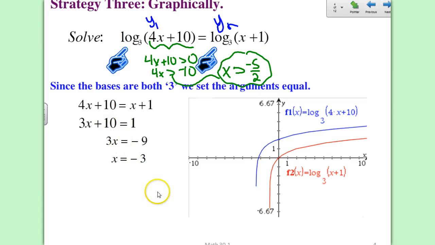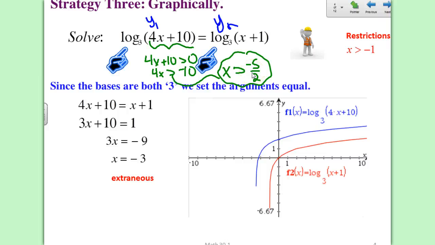Now, we think that our algebra has set us free, but when we graph these two and use a graphical method, we notice that, wait a second, these two graphs never intersect. So how could we be getting an answer of x equals minus 3 if there is no answer according to the graph? And that's a reminder of why we need to check the restrictions. x must be greater than or equal to negative 5 halves.